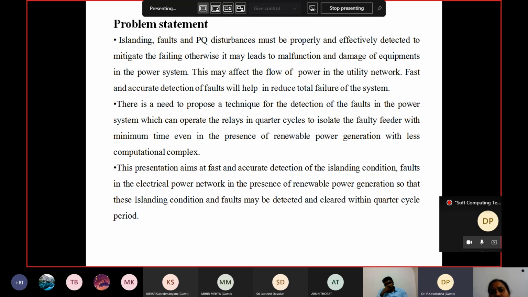There is a need to propose a technique for the detection of faults in the power system which can operate the relays in quarter cycles. Much research work has been done in this area. Most of the work can detect the faults in half cycle or full cycle, but there is no work regarding this quarter cycle time period. That's why there is a need to propose a technique that can operate the relays in quarter cycles to isolate the faulty feeder.